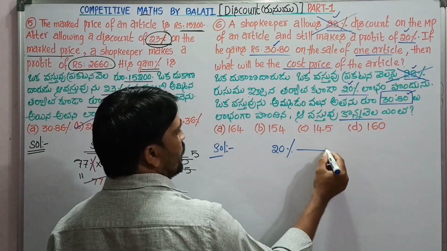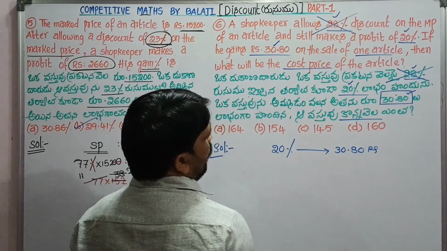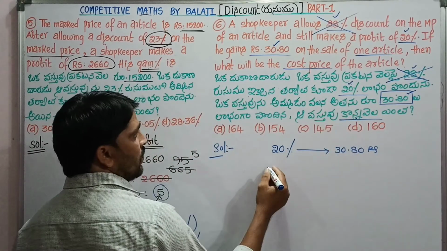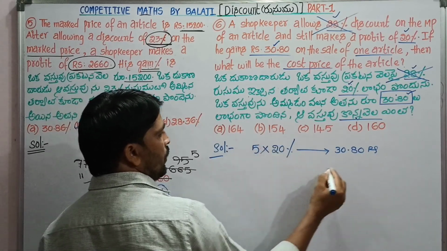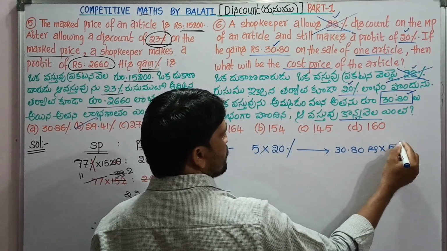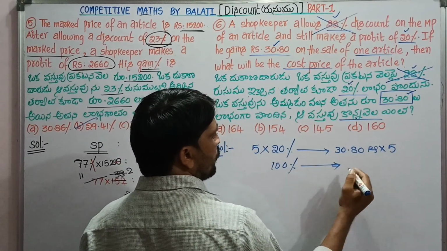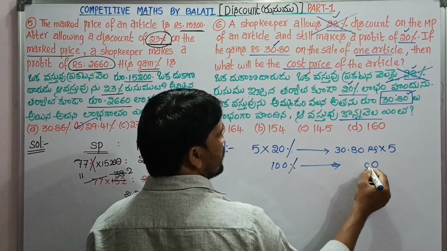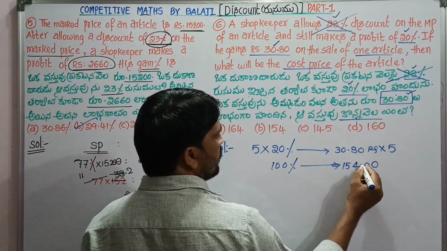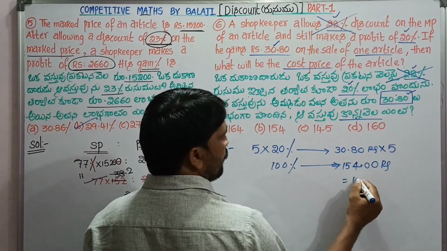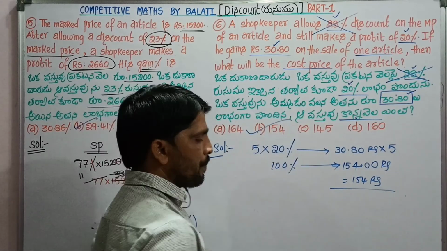20% is profit. That profit is equal to 30.80 rupees. We have to find the cost price of the article. That is, cost price is always 100%. To get 100%, multiply both sides by 5. That is 5 20s are 100%. 100% amount is 5 0s are 0, 5 8s are 40, 5 0s is 0 plus 4, 4, 5 3s are 15. That is 154.00, which means 154 rupees. So the answer is B.